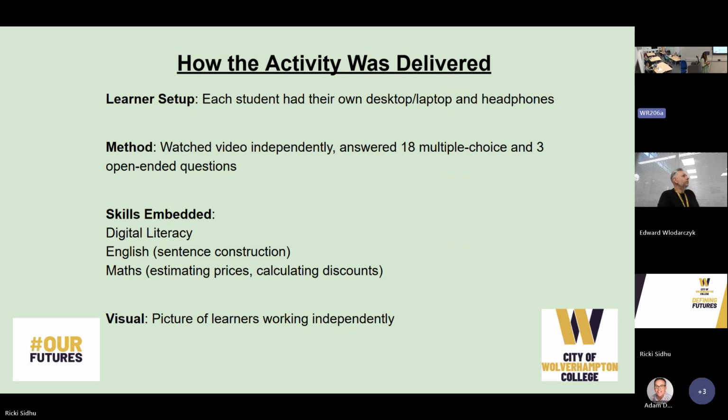So the skills, yet again: digital, embedded English, where they had to construct sentences and remember full stops and capital letters; and maths, which was estimating price and calculating the discount. So if I pick some fruit, they needed to work out the discount. They had whiteboards as well. They struggled with that, some of them did. Visual, pictures of learners working independently.